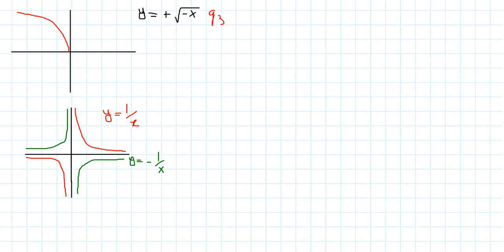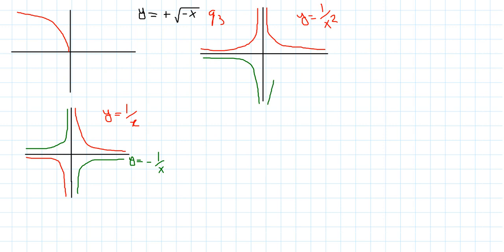Let's go to another graph. This graph is y equal 1 over x squared. So y equal 1 over x squared. Again, it is here and this is here. Y equal 1 over x squared. And we have y equal minus 1 over x squared, which is down.